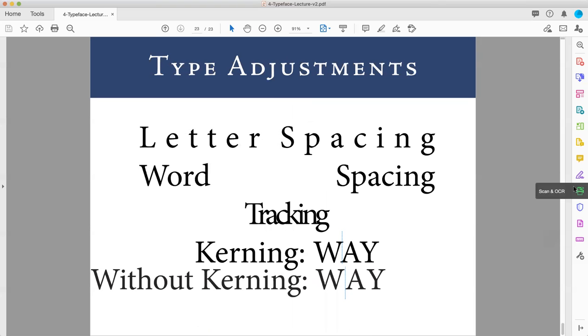There's also some letter adjustments, including a little bit more recommendations from your instructor. Don't tell your English teachers I said this.